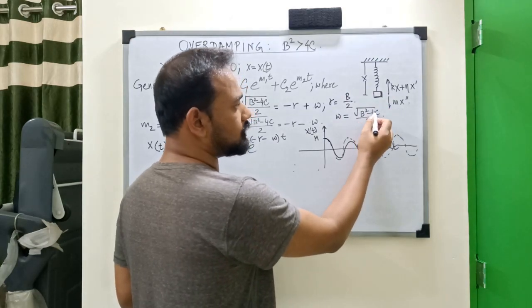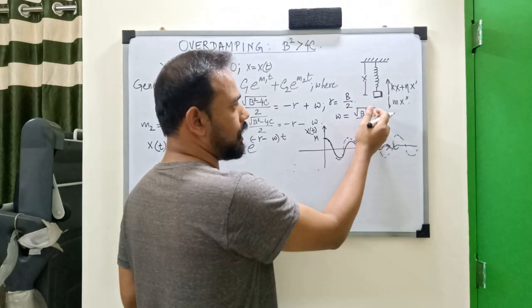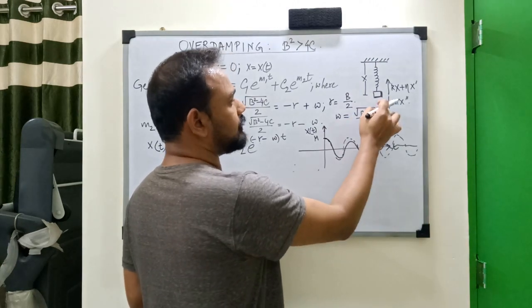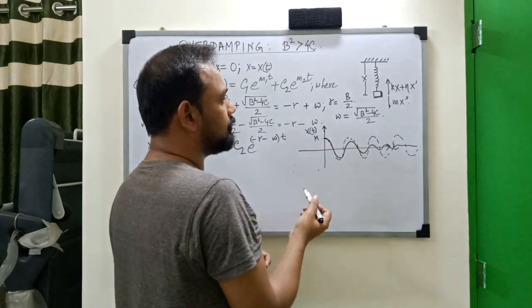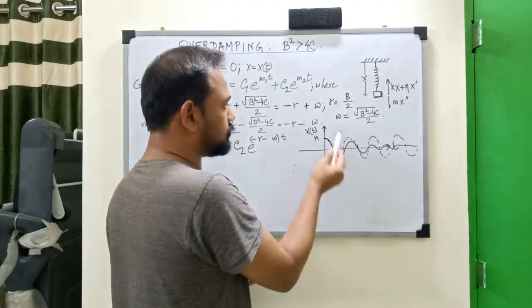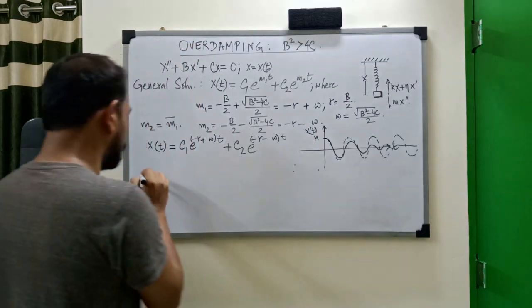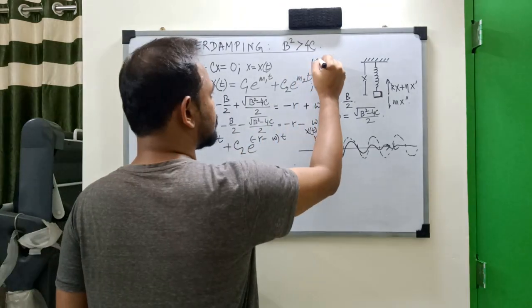So b squared minus 4c is less than b squared. And if you take the square root, that would be less than b. So the numerator here is less than b, and the denominator is 2 in both the cases. So omega is less than r.